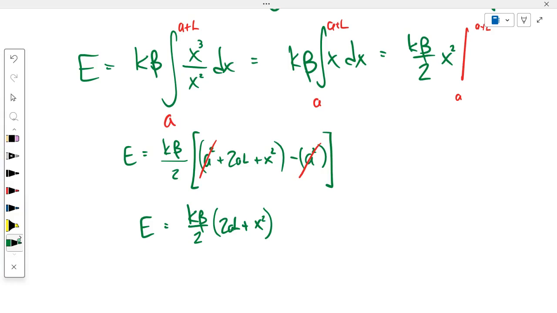What? What am I doing? Sorry, this is an L squared, of course. I was like, how could x be in there? L squared. Get out of there. L squared. That's better.